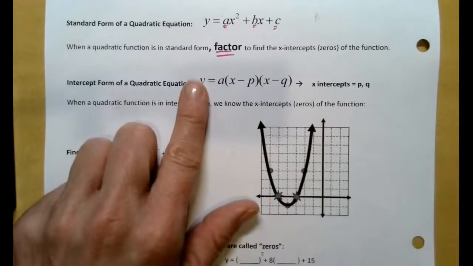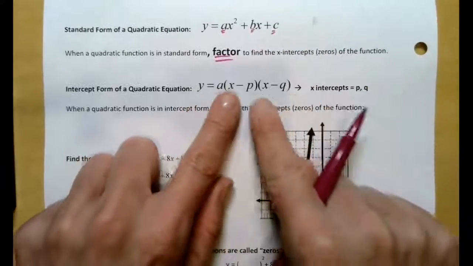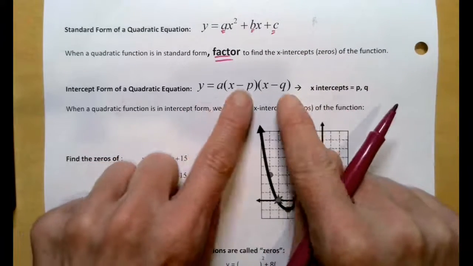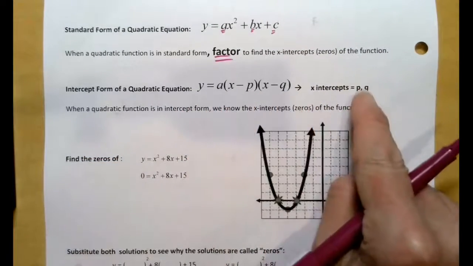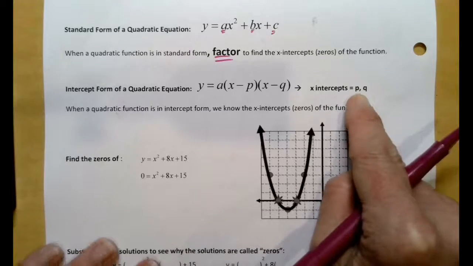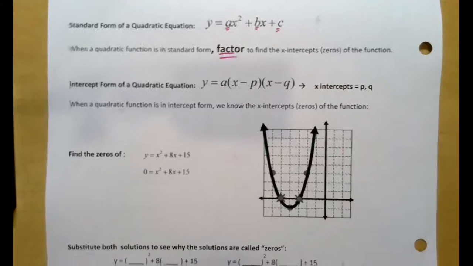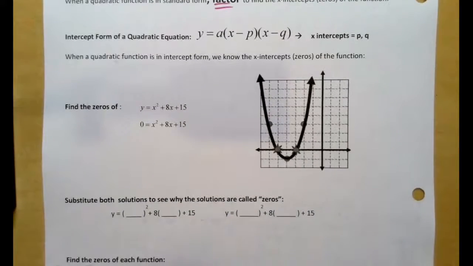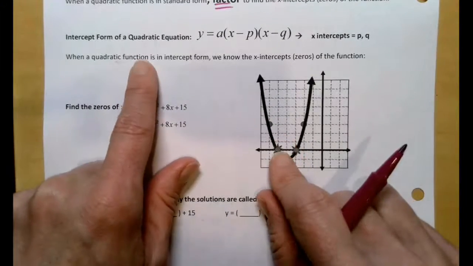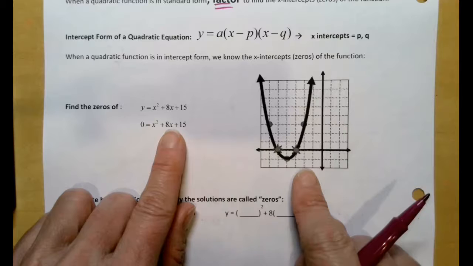We want to rewrite this equation into intercept form, and the p's and q's are whatever constants make this number sentence, or this number puzzle, true. When a quadratic equation is in intercept form, we know the intercepts or the zeros.